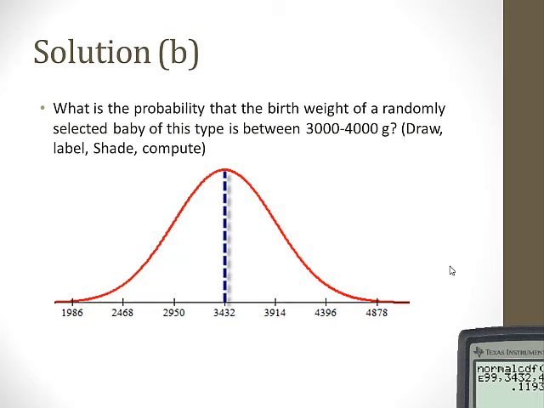Okay, so hopefully the shading here is going to be okay. We're going to shade between 3,000, so just above that, and 4,000. It used to be more important that we drew this out because we were using tables, but it's still pretty important that we get a sense for what we're trying to figure out. So we're looking for this area here.